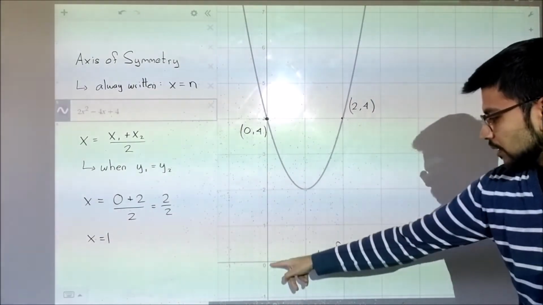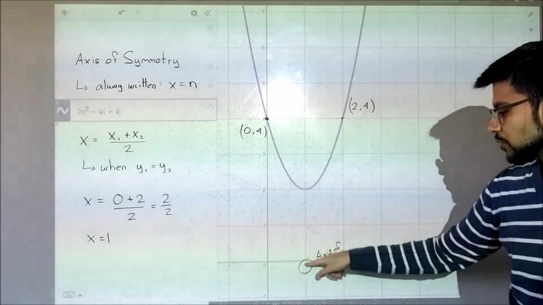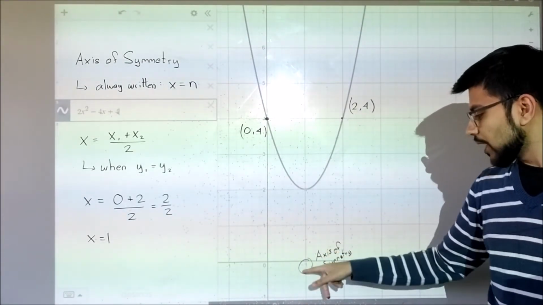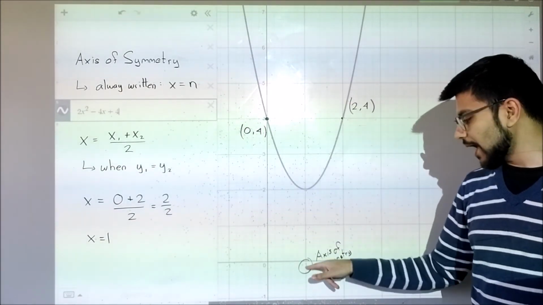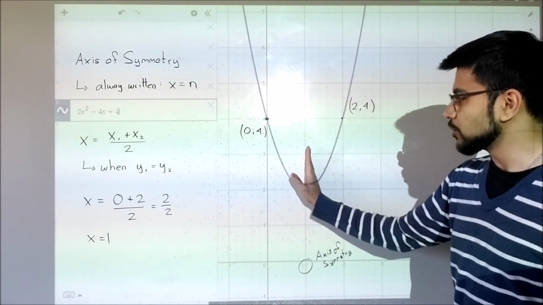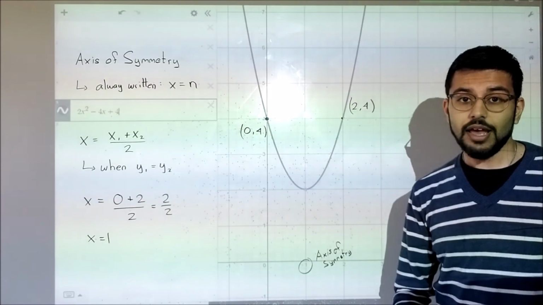So at 1, where x equals 1, I should have an axis of symmetry. So if I was to draw a line that goes straight up and down at x equals 1, that should split my graph up perfectly in half.